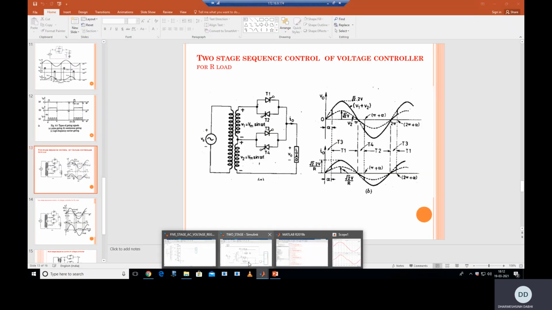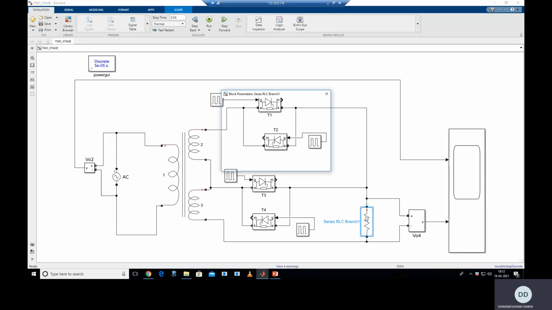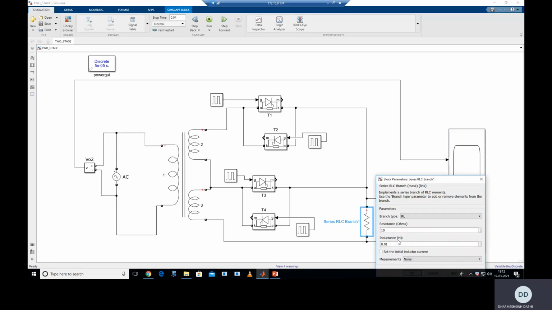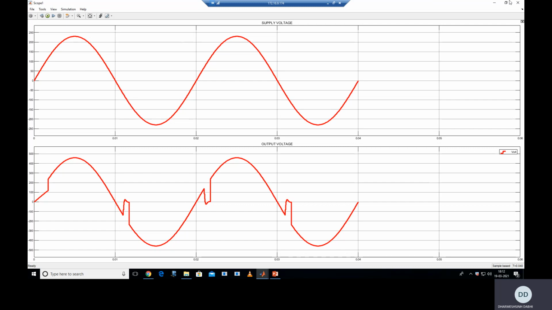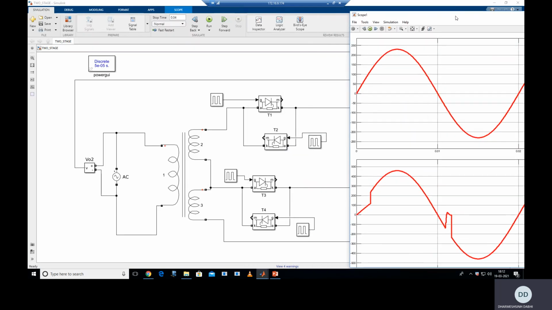Now let's check the RL load condition. Just change the value of R to RL and set the inductor as 0.01 Henry. It means 10 millihenry. So for this case, let's observe the waveform of the output voltage. First save the simulation, because here we changed R to RL load, and then run this simulation. So now you can observe the waveform for the RL load condition.